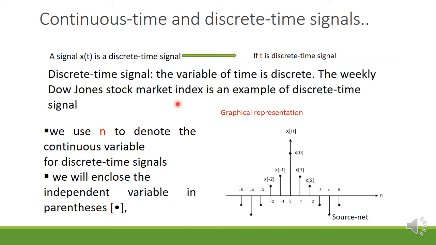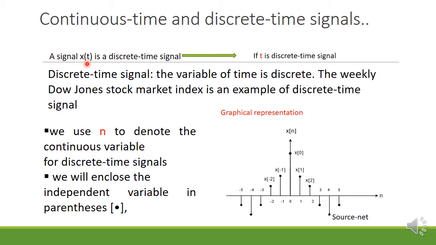Now let us move to the discrete time signal. What do you mean by discrete time signal? You can imagine it just by seeing this word. That means the signal is not continuous. That is nothing but the discrete time signal.